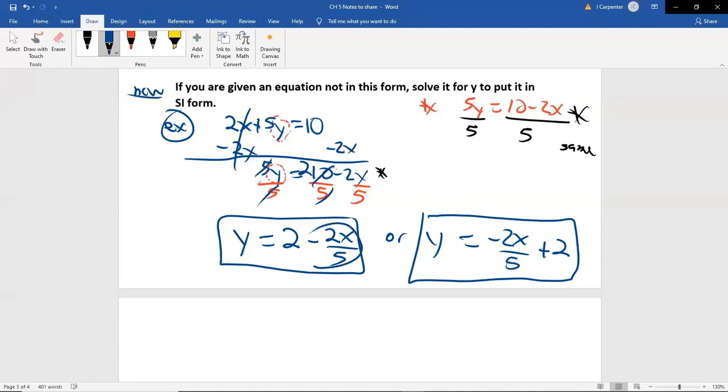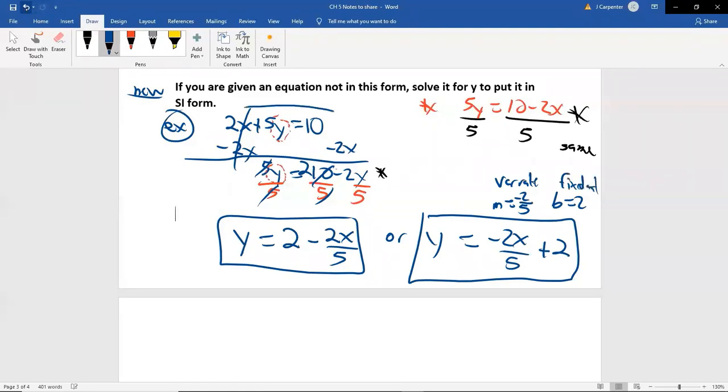Because the minus goes with the x term, the minus has to stay with the x term. This 2 was positive, so that needs to be a plus. So in this form, you can see that the m is -2/5, and the b is 2, which means this is your variable rate, and this is your initial or fixed amount.